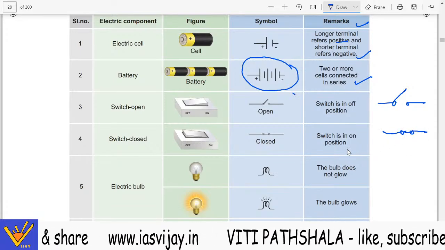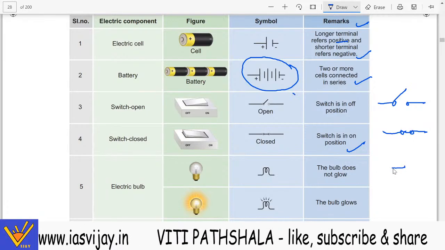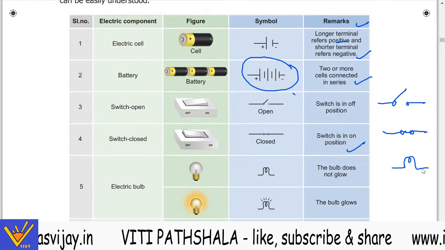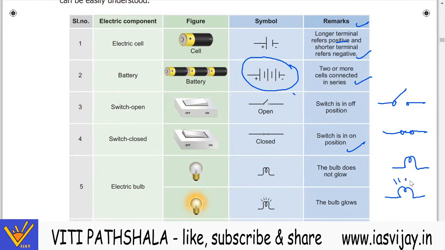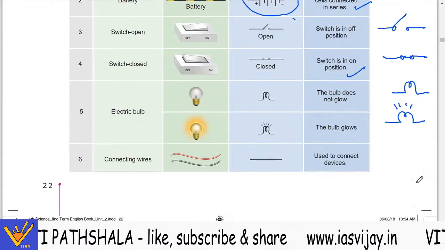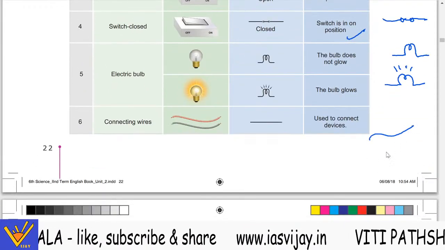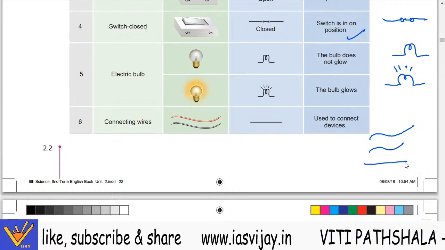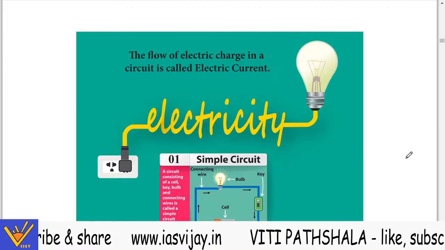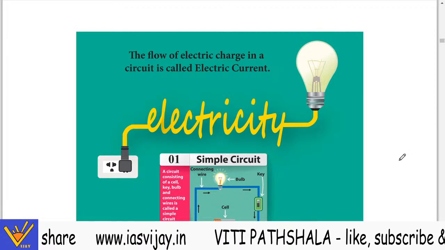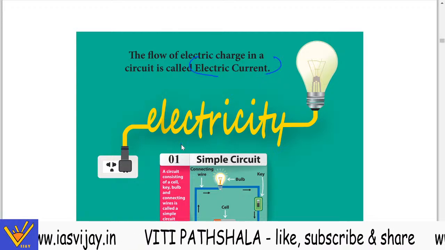Switch is in the on position. Then the electric bulb: they have shown the electric bulb which is not glowing, and the glowing one will be like this. Then the connecting wire has been shown like this. The flow of electric charge in a circuit is called electric current.